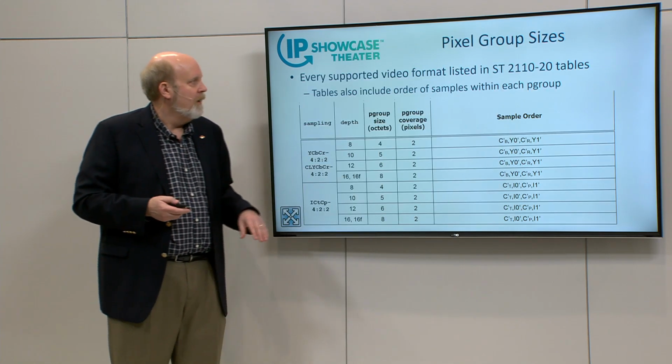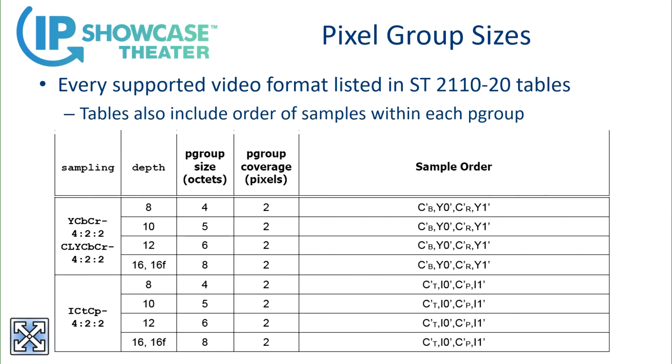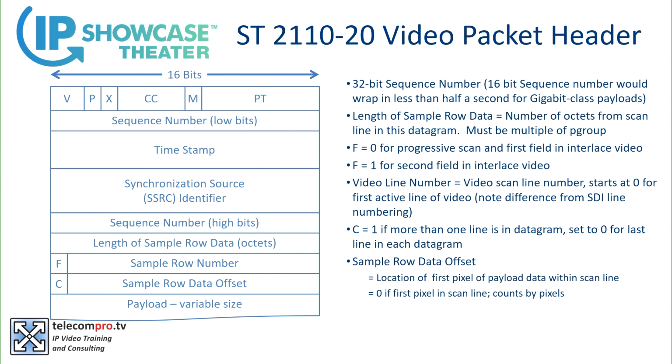Okay? So here's just a picture of what's in the standard, just so you see it. So a little bit of freebie. Don't tell SMPTE I gave it to you. But what we have here is different coloring formats, different, ICTCP. If you're doing 16-bit floating point, your P group will be 8 octets long, and it will have 2 pixels in it. Some P groups have 1 pixel. Some P groups have 8 pixels or 6 pixels in them. So there's a large variety, but they're all listed in the standard. Maybe we'll just call this a little teaser.